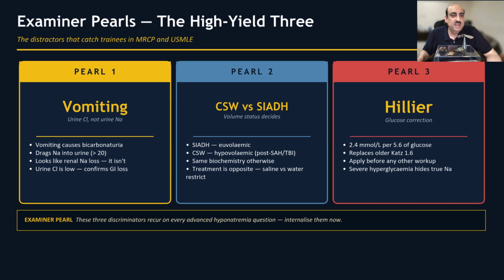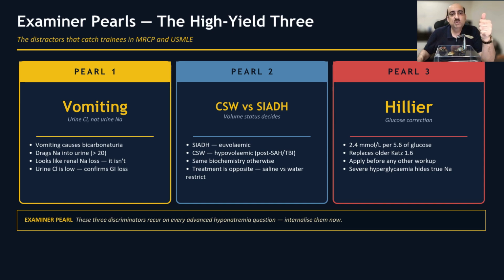First, vomiting trap. The vomiting leads to bicarbonaturia. We have discussed this before, and the bicarbonate drags sodium with it into the urine. So the urinary sodium can exceed 20 millimoles even with GI losses. So that can be a red herring. What was the discriminator? We discussed is the urinary chloride, because the urinary chloride will stay low because the kidneys are trying to conserve the chloride which has been lost from the stomach. So examiners love this, please.